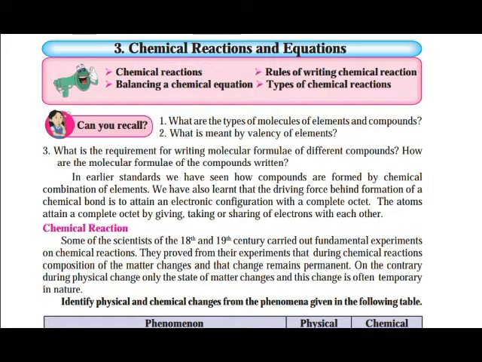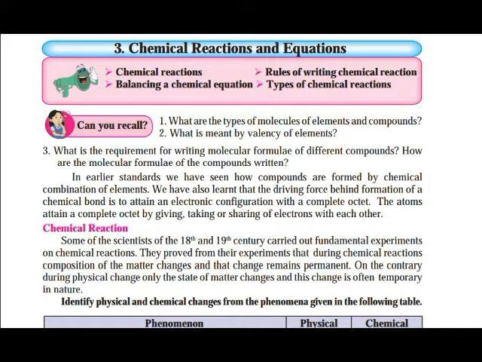What are the types of molecules of elements and compounds? Molecules of elements and compounds. Which type? So we have to see that also. What is meant by valency of elements? Valency means the combining capacity of the element, or the outermost orbit electrons is the valency of the element.